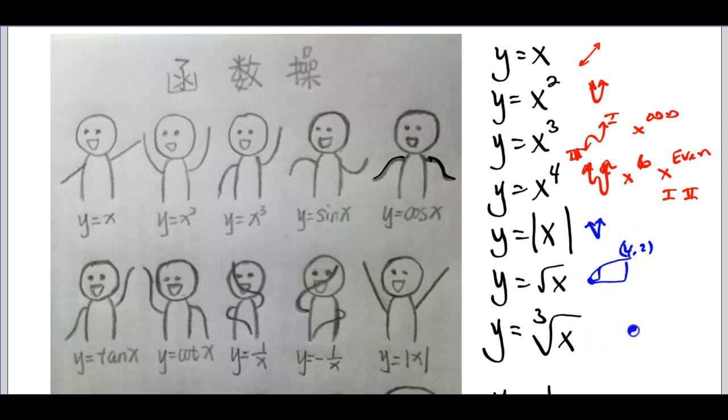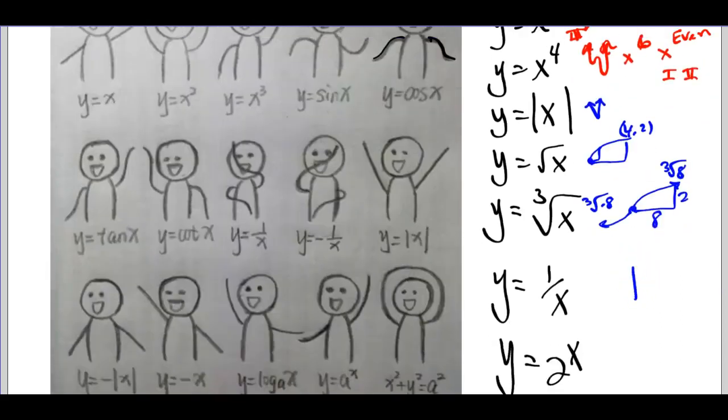The cube root function looks like the square root function. It's not exactly, because the cube root of 8 is 2, so it's over 8, up 2, as opposed to over 4, up 2. But it also goes the opposite direction, because you can take the cube root of negative 8 as well. So the cube root of 8 is 2. The cube root of negative 8 is negative 2.